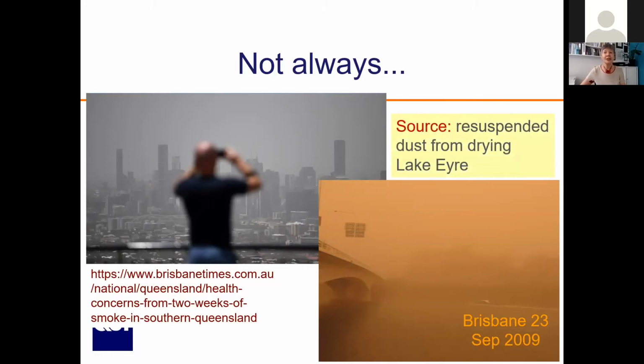event when Brisbane looked like this, covered in this reddish dust, where we couldn't see much across the river here. And this is resuspended dust from a drying lake in basically the middle of Australia. It traveled these few thousand kilometers to reach Brisbane at these high concentrations. So this happens as well, but these are episodic events. However, transport and car emissions are with us all the time, every day.